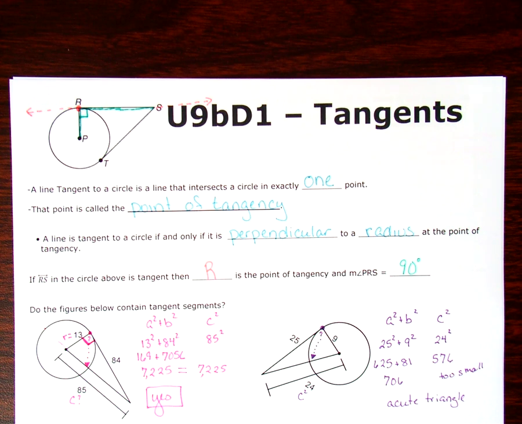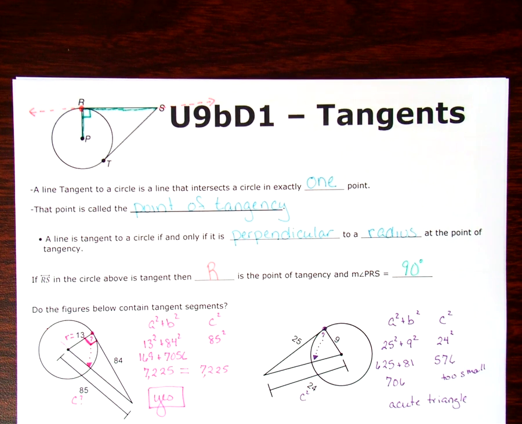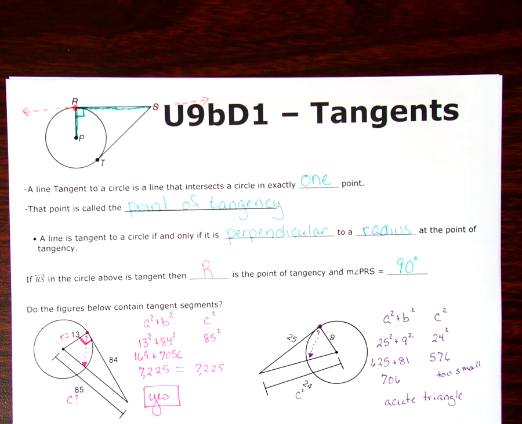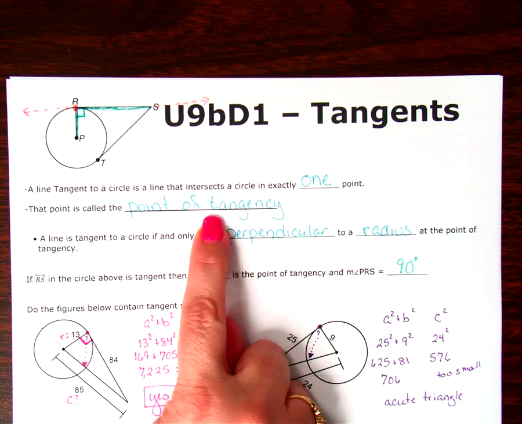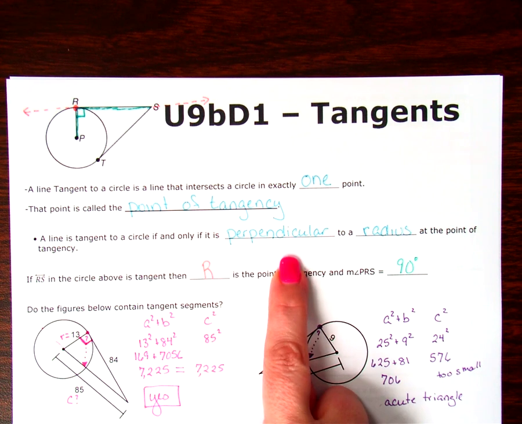We're looking at tangents. We discussed that a tangent is a line or part of a line, a segment, that intersects a circle in exactly one point. That point is called my point of tangency. It is always perpendicular to a radius.